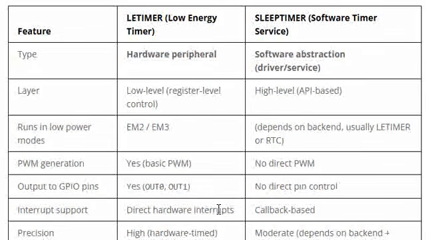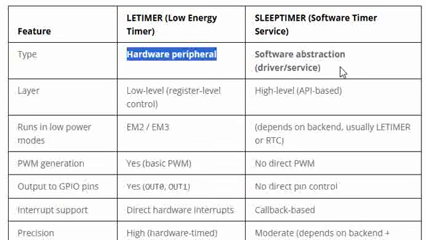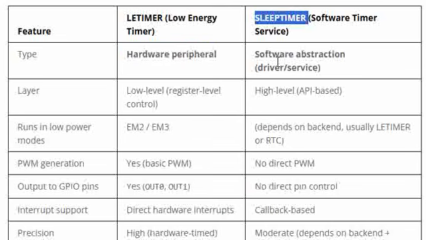Hello all, in this video we will see the basic difference between LE timer and the sleep timer present in EFM32 chips. So how do we use them and what's the basic difference between them? So the first thing, there are several timer options in EFM32 chips. There are 16-bit options and 32-bit options. So LE timer is a 16-bit hardware timer, whereas sleep timer is a software timer.